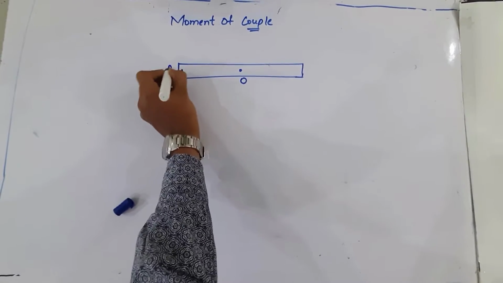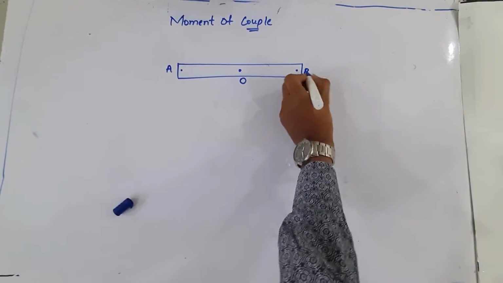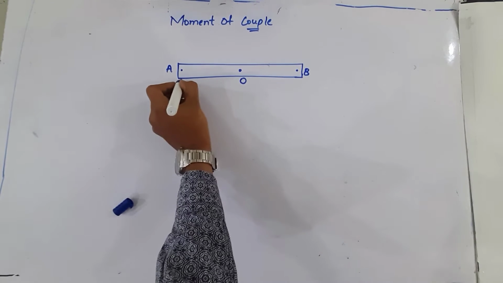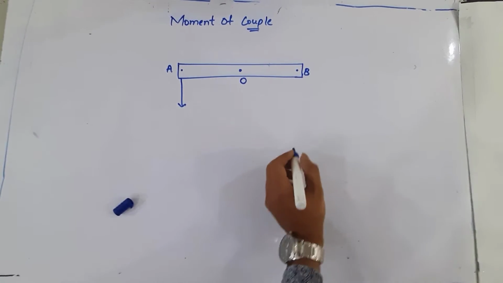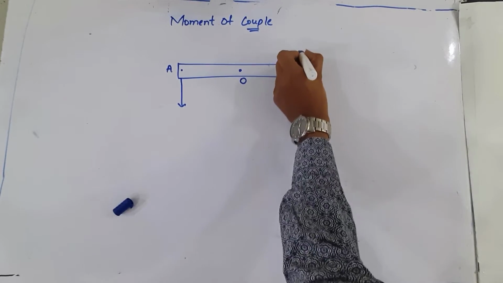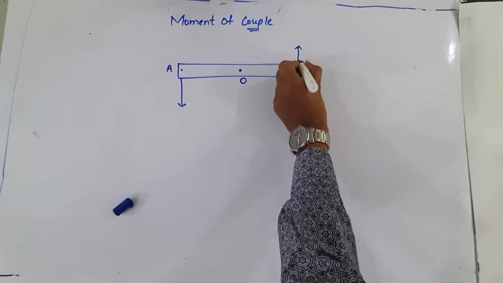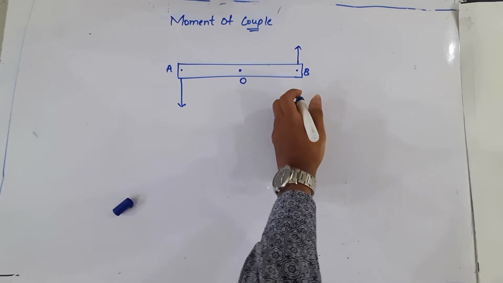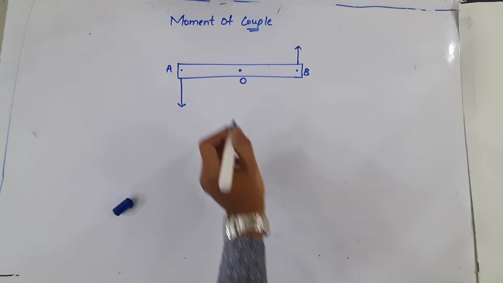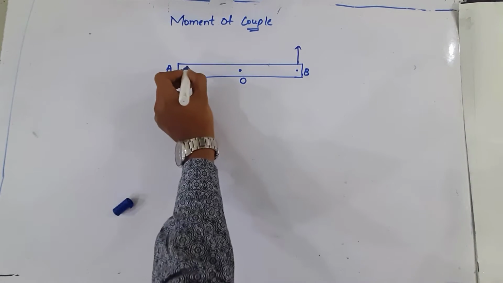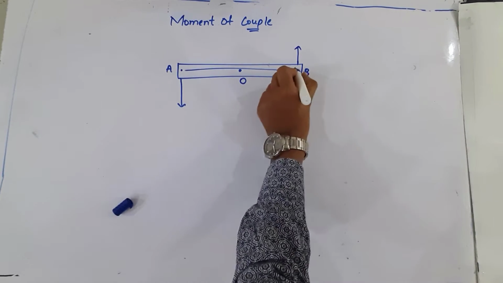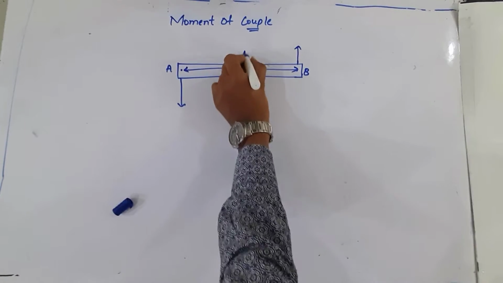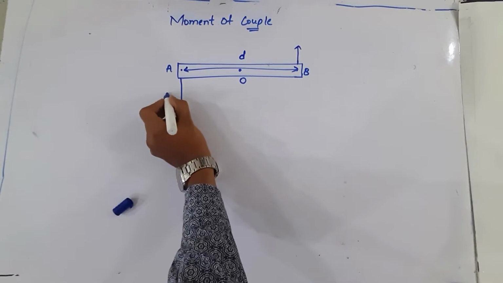are marked as A and the other end is B, and we are applying force at point A downward, whereas the same equal amount of force is acted at point B in upward direction. So here the perpendicular distance between the two points of action of force, that is from A to B, is considered as distance D, and the force is considered to be F.